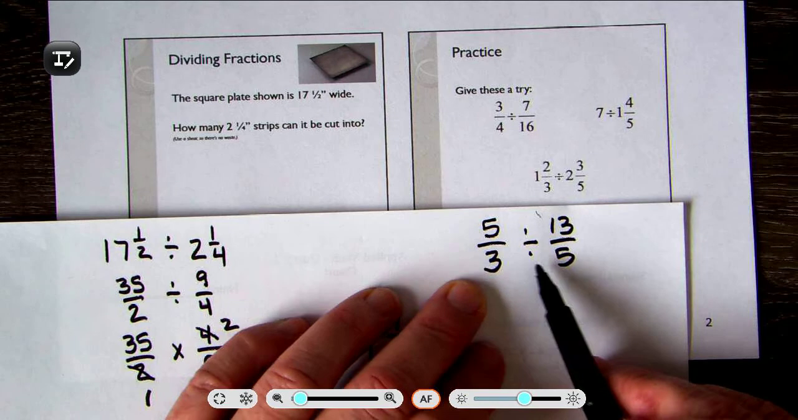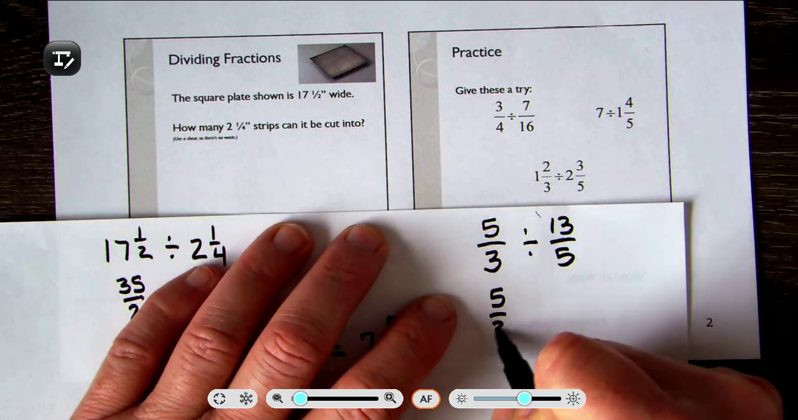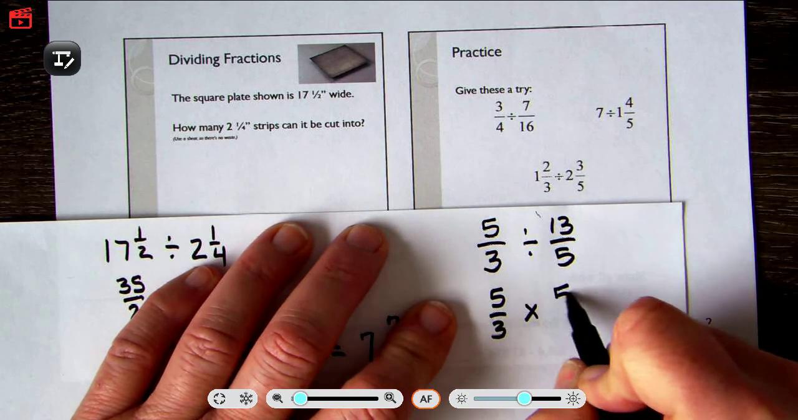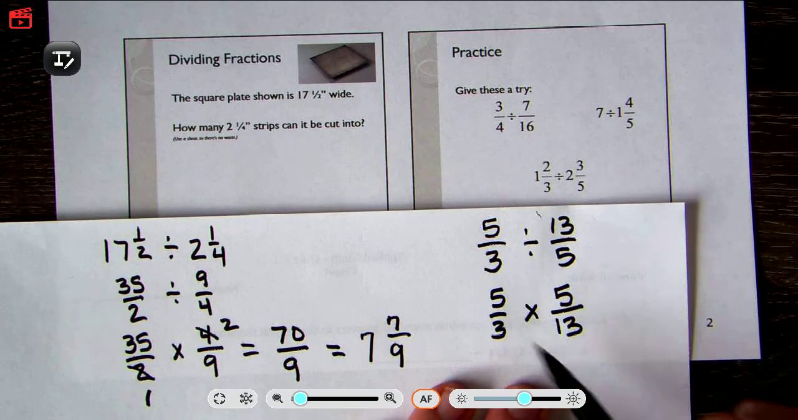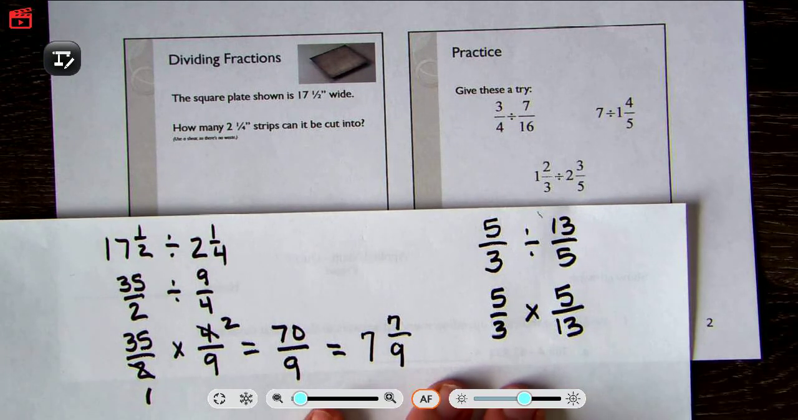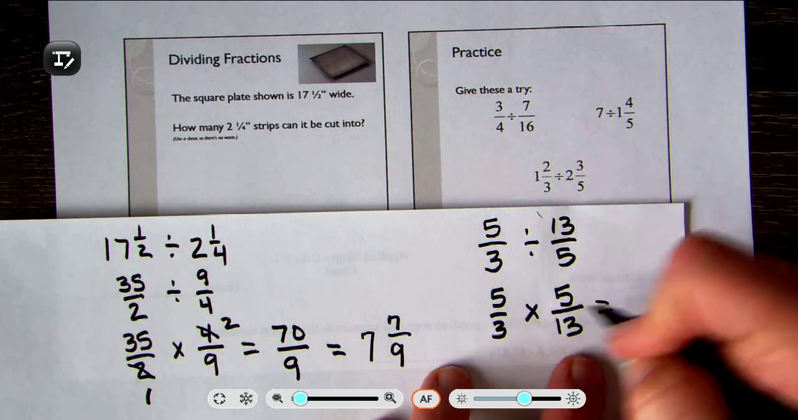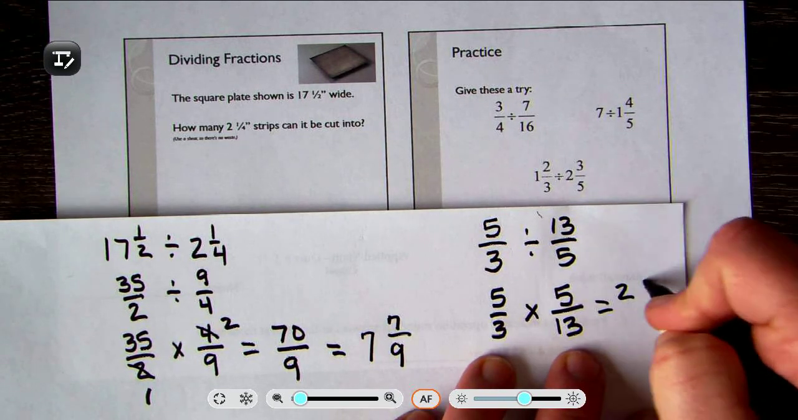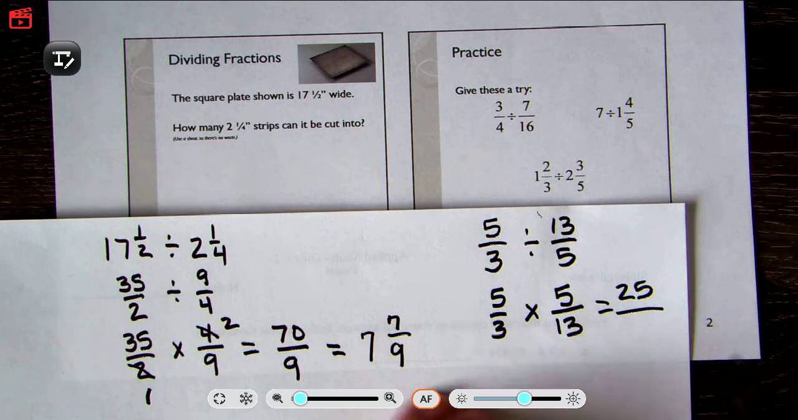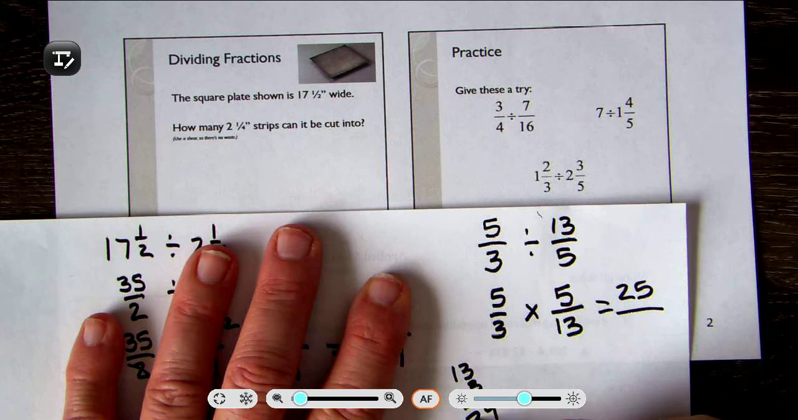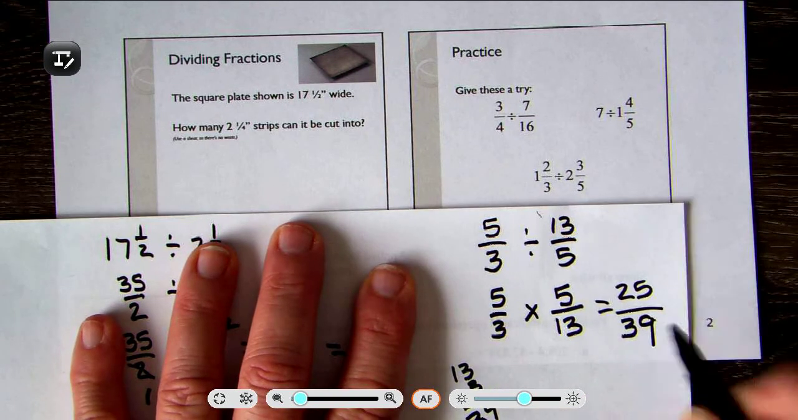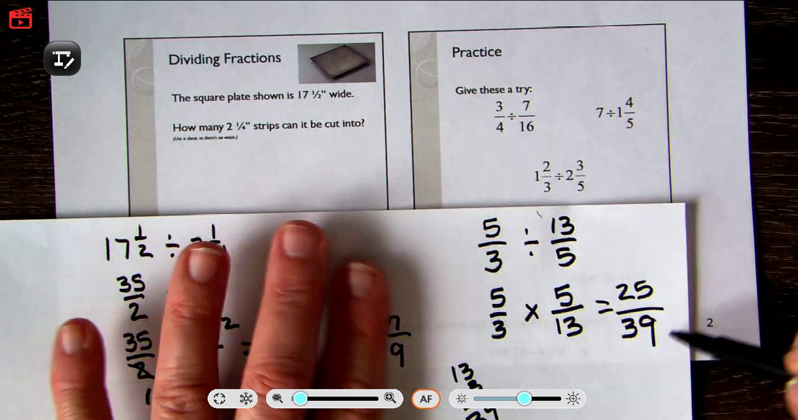Now to divide, we multiply by the reciprocal. Some students would be putting steps together, so don't do that. Do any reducing that we can do. I do not see any. So multiply across the top, 25. Multiply across the bottom, maybe do a little bit of long multiplication here, 39. I get 25 over 39.